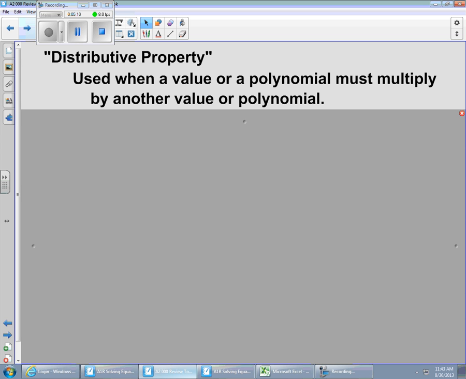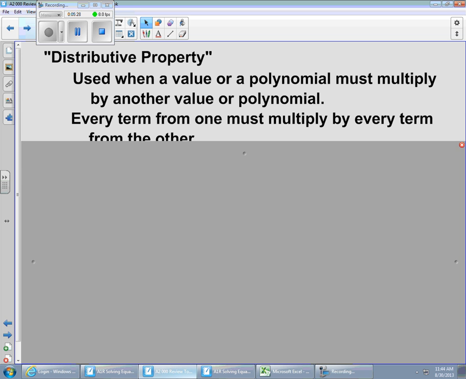But generally speaking, anytime you do multiplication, you are always applying the distributive property, even if it's only a number times a number. That is a monomial times another monomial. One of the terms in the monomial must multiply by the other term in the other monomial.